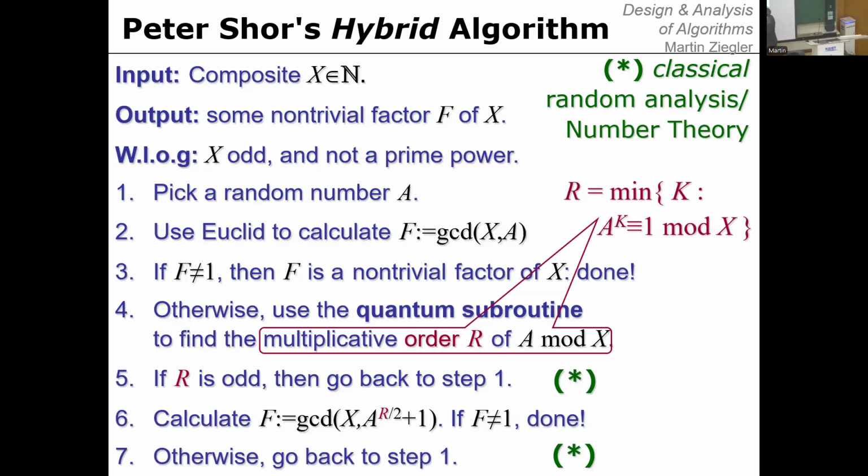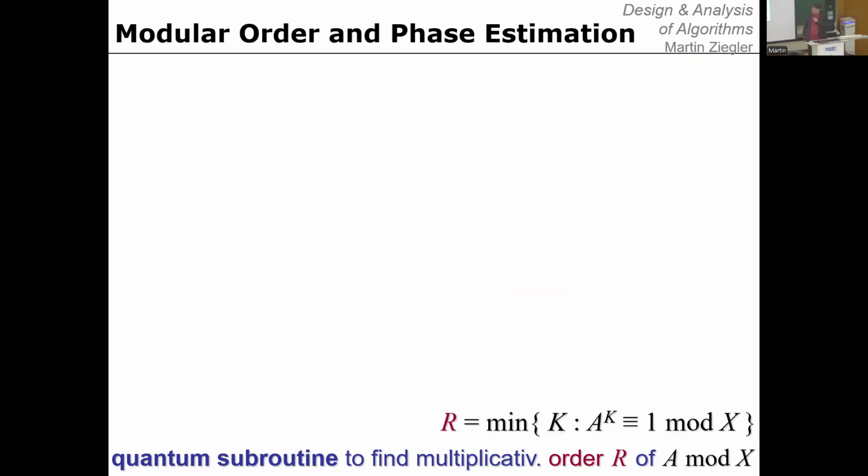Quantum subroutine to find the multiplicative order using quantum phase estimation. That's what this slide explains. How are these two concepts related? Our goal is to calculate the order of A modulo X, the modular order. And we're going to use the quantum circuit for phase estimation that I'm going to explain in the rest of this chapter.